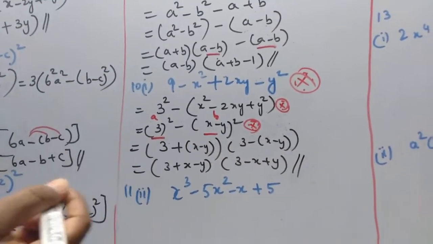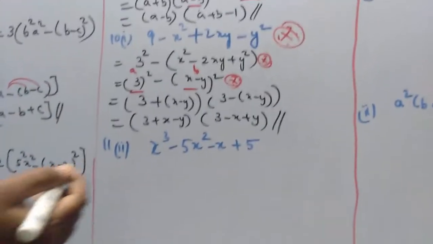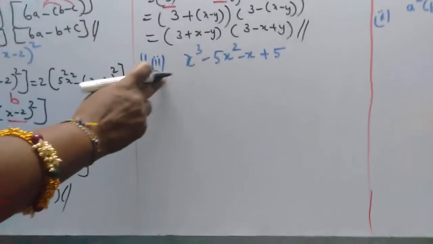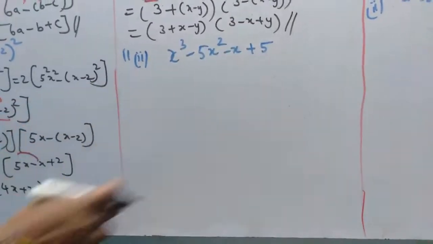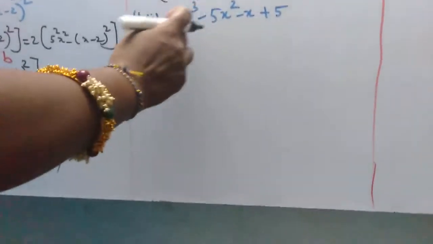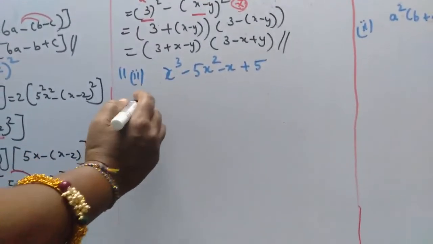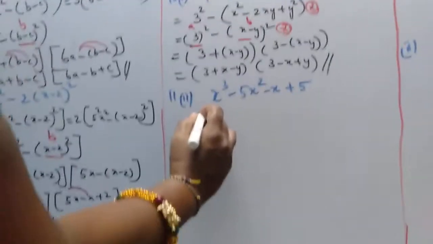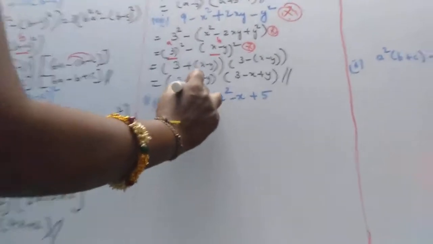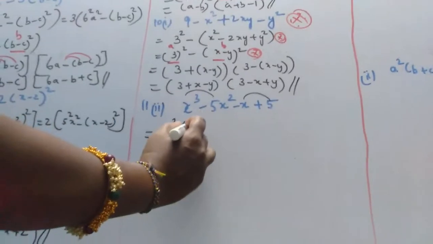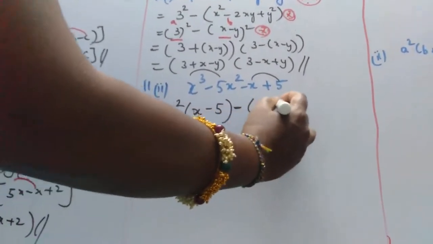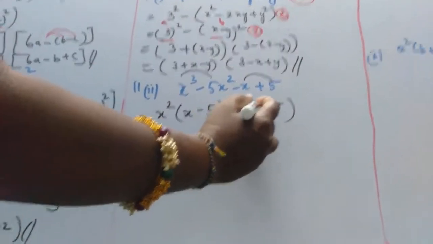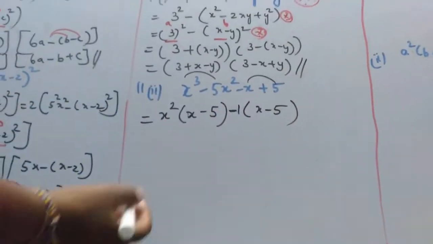Okay, next one, what we are going to do here is, just question number 11, second subdivision. The question is x cube minus 5x squared minus x plus y. Okay. So here we are going to take x square outside. So which can be written as x square into, going to pair this into 2. So which can be written as x minus 5, and here minus I am going to take outside, which can be written as minus x minus 1. Even 1 we can write it.